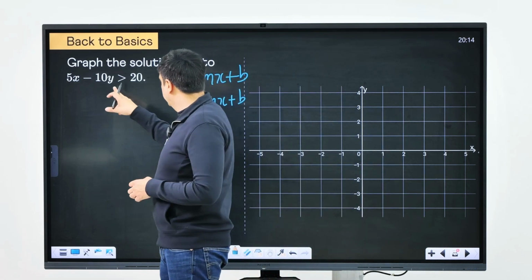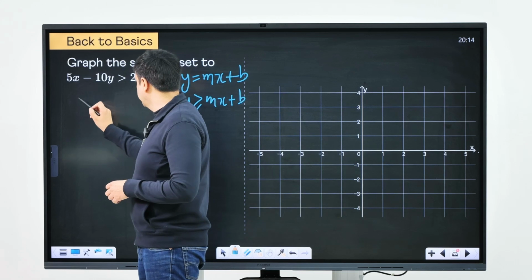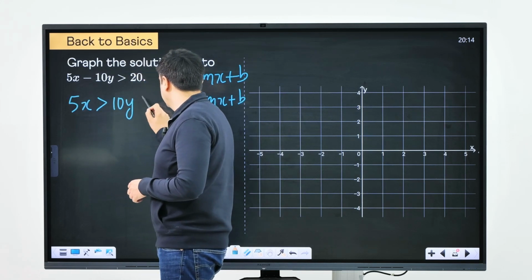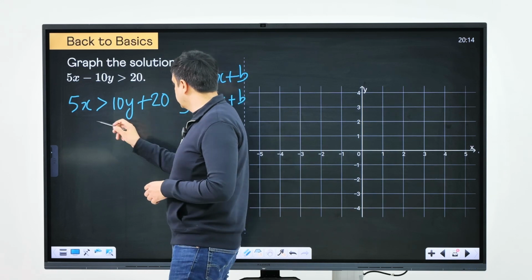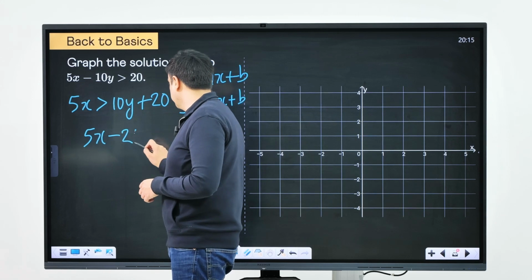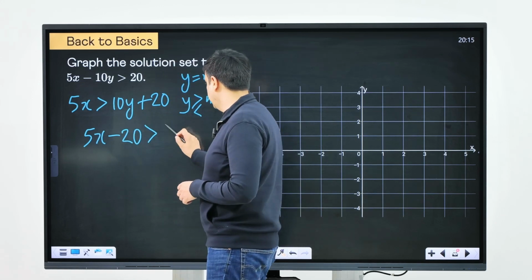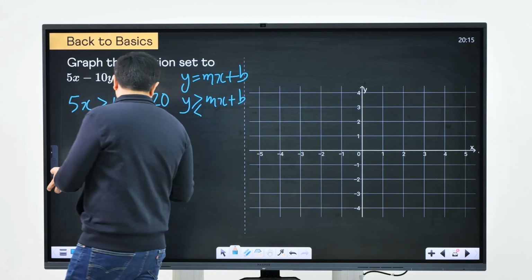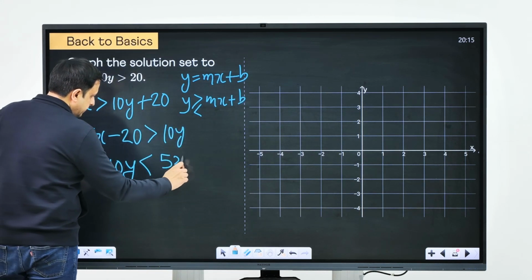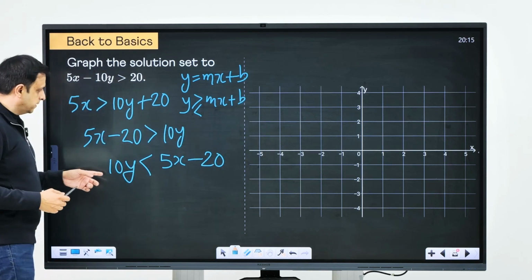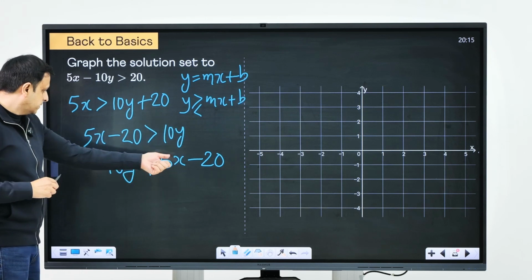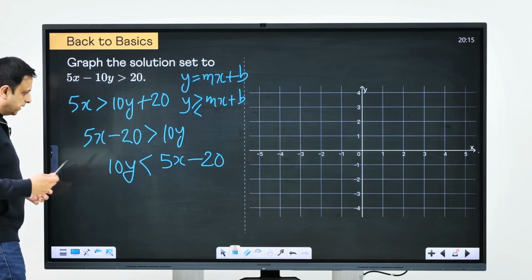So let's do that. First, I will add 10y on both sides. So that will give me 5x greater than 10y plus 20. And now I'll subtract 20 from both sides. So I'll get 5x minus 20 greater than 10y, which I will actually just write the other way around. I'll write this as 10y less than 5x minus 20. And the reason I did this is, remember, I'm trying to get to a form that resembles the slope-intercept form. So 10y less than this, and now let's just divide by 10 on both sides.